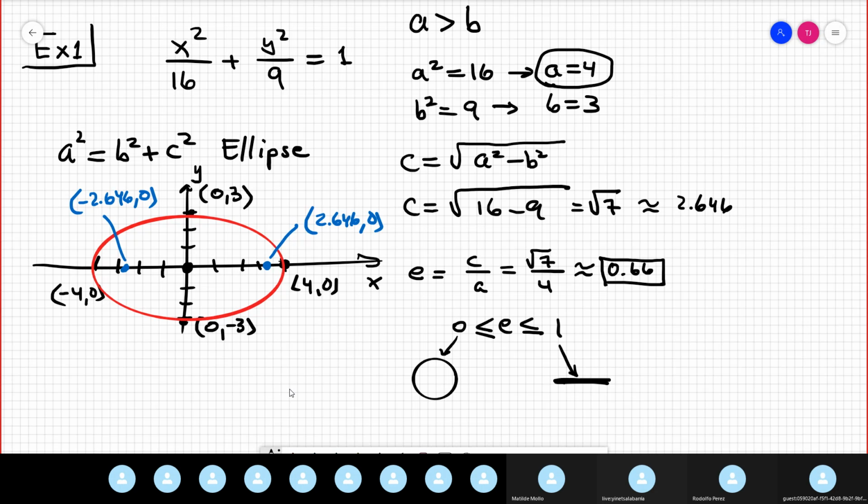Make sense or no? Yeah, it makes sense. Okay, what about a and b? Who is a, who is b, and who is c? Who is a? Or at least who is a squared? b squared? Who is a squared? 25. Excellent. Therefore, a is 5.